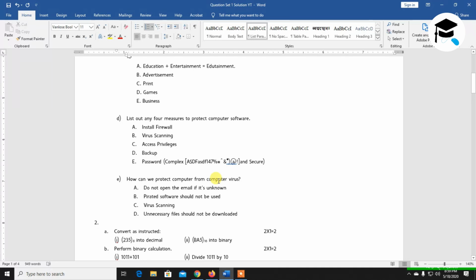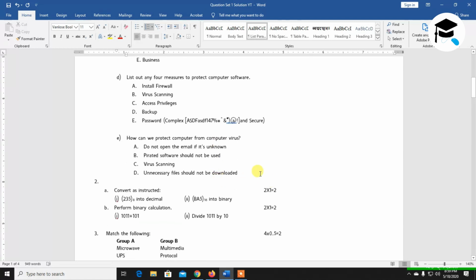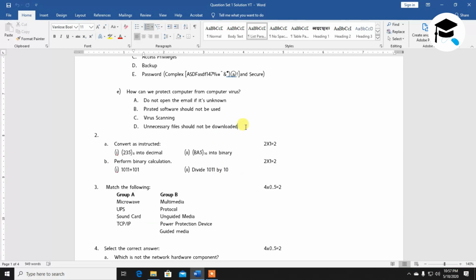So now let's move towards the next section, that is question number 2. In question number 2, you are asked to convert octal number into decimal number and similarly hexadecimal number into binary number. Let's continue.